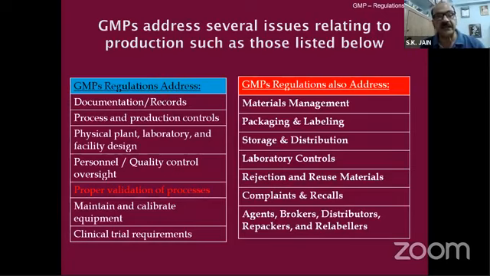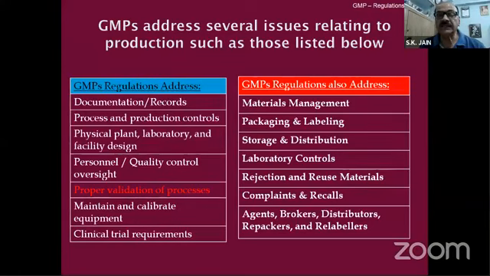GMP process guidelines. Maintain and calibrate equipment, that is also very important. We have to calibrate the equipment or machines which we are using for production of the product, because whether they are giving the desired output or not, we must calibrate it and we must validate it. Clinical trials, if required, should be according to GMP processes.